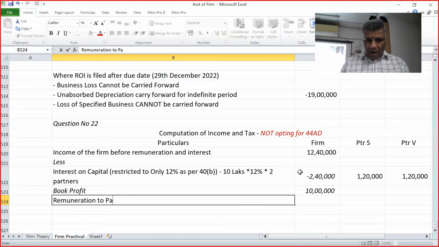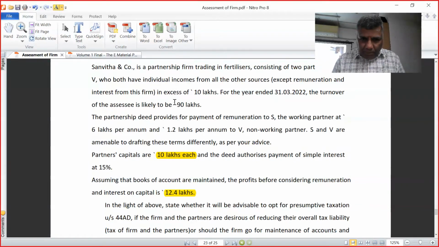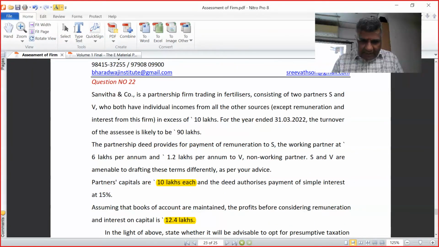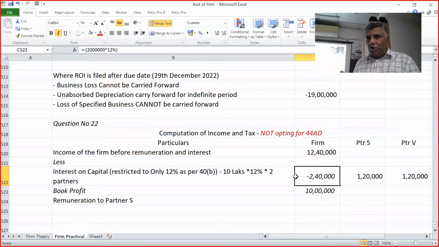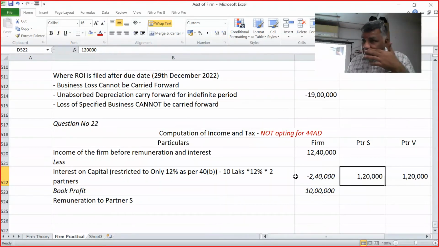Remuneration to partner. Sir, I have a doubt. Yeah, go ahead. Sir, the deed provides for 15% interest, so in essence the partners' remuneration will still be 1,50,000. Yeah, I got your question. Our friend's question is, the deed says 15%. Technically you will restrict it to 12%, I understand, but the partners' taxation will be 1,50,000 each. Though this is only 240, this is 150, 150.